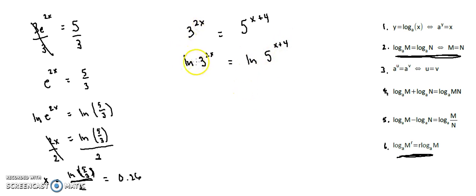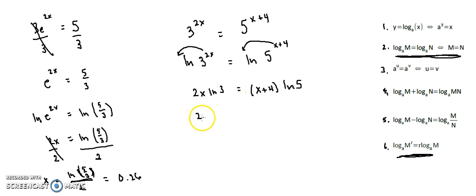And remember, we do that because now we can bring the exponents down. So these exponents are going to come down to the front. So I'm going to have 2x ln 3, and I'm going to have (x plus 4) ln 5. Don't forget to put parentheses around that x plus 4. That does matter.